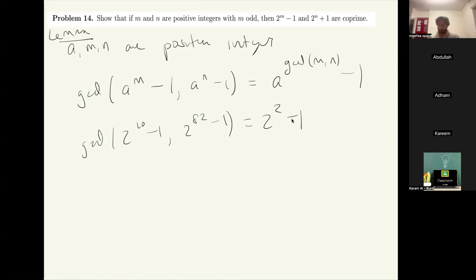And you can prove it using the Euclidean algorithm. So this is similar. You cannot directly apply the lemma, but it's the same kind of thing. So you can try to use the Euclidean algorithm and let's see what happens if you do that.